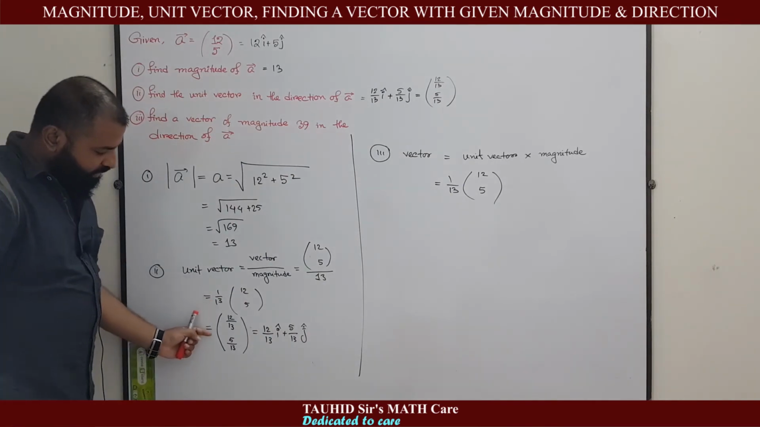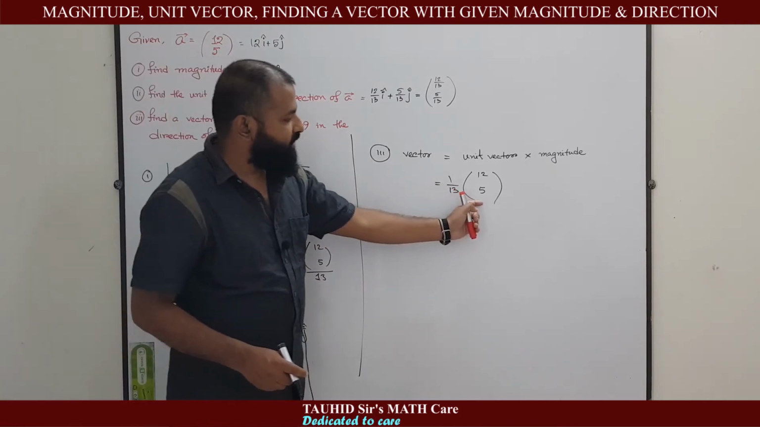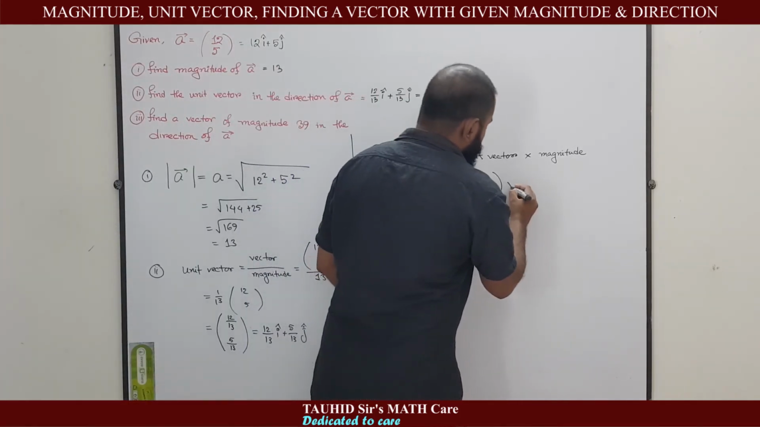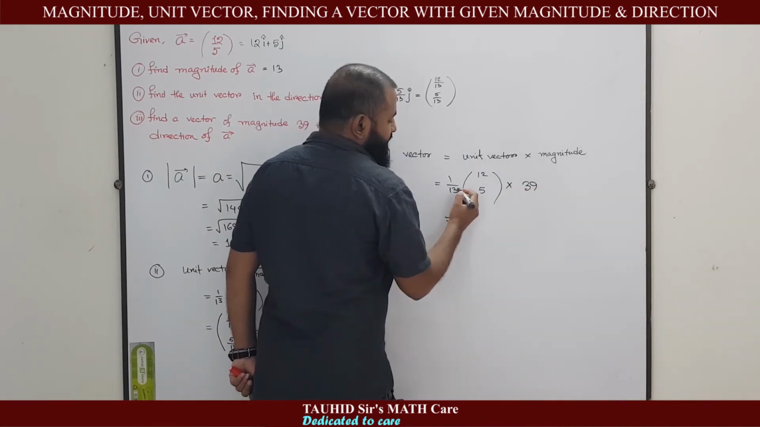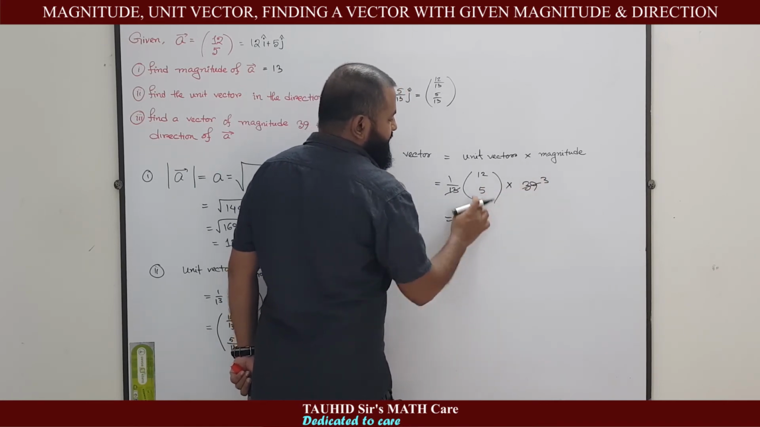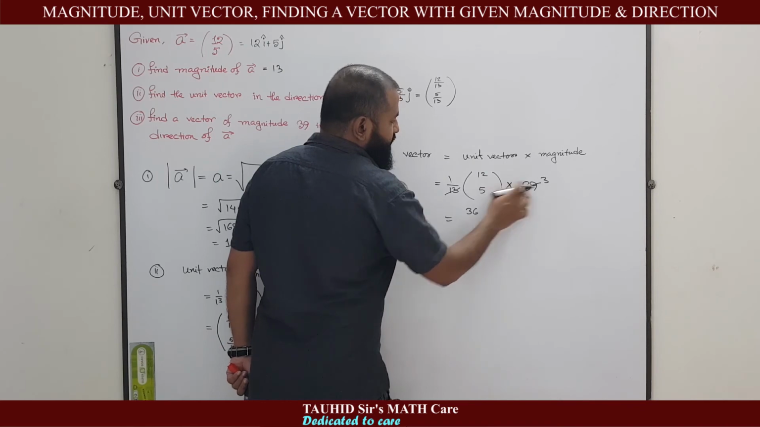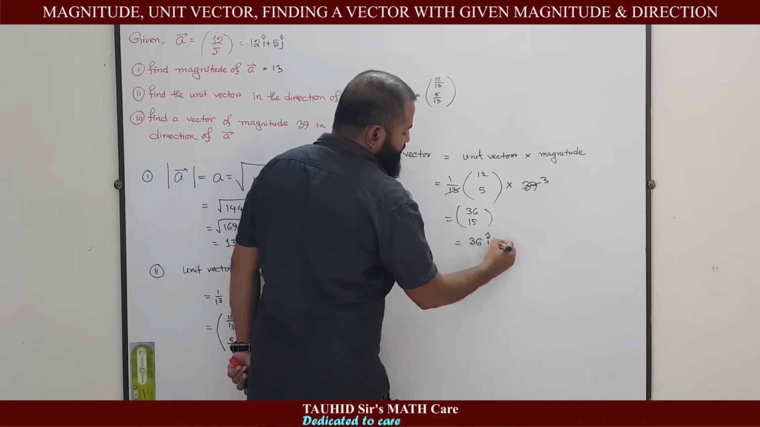This was our unit vector. We can write it in any of these forms. This is our unit vector along the direction of A. And what was the magnitude given? Magnitude was given 39. 39 can be divided by 13. This is 3. So if we multiply this vector by 3, 3 into 12 is 36, 5 into 3 is 15. Therefore, our desired vector, which has the same direction as A and a magnitude of 39, is 36i plus 15j.